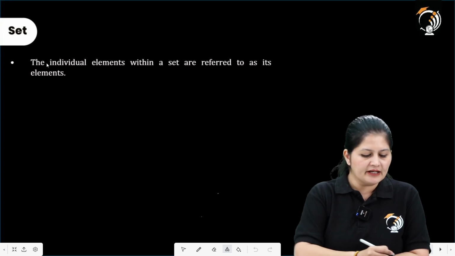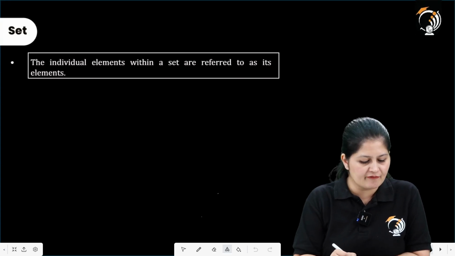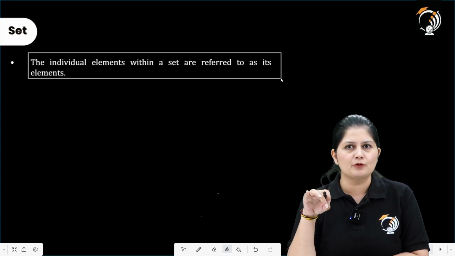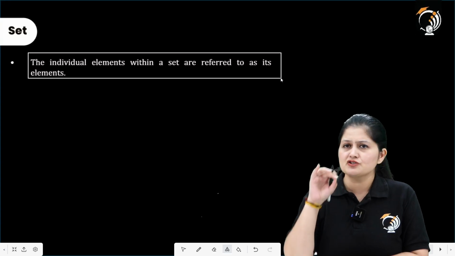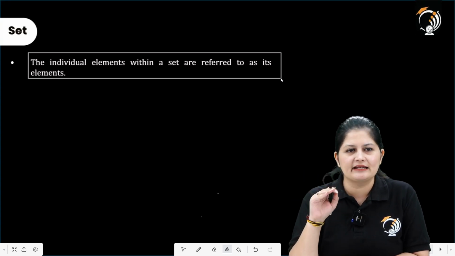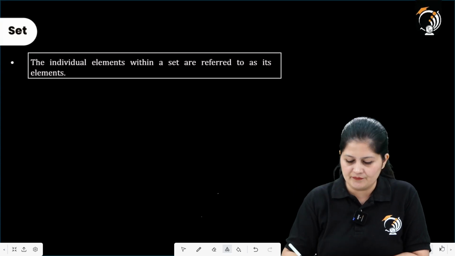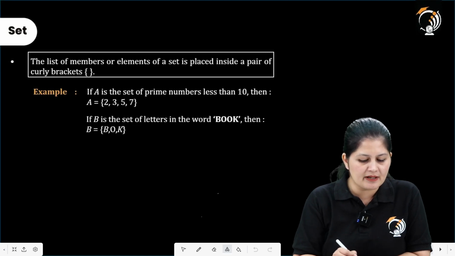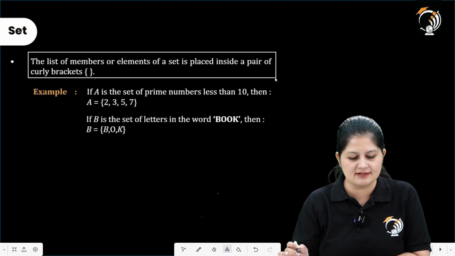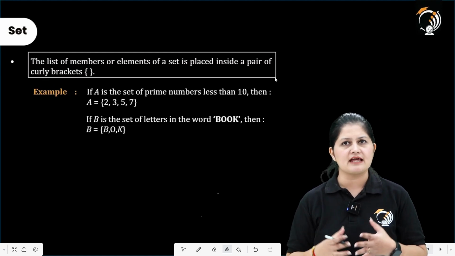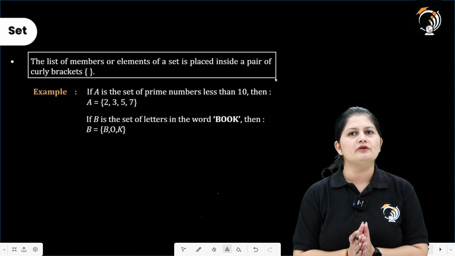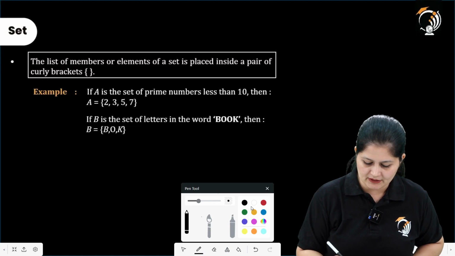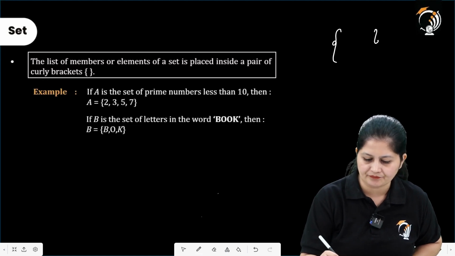The individual elements within a set are referred to as its elements. Whatever the individual terms that you can see within a set, they are known as the elements. The list of members or elements of a set is placed inside a pair of curly brackets. Whenever we need to write a set, we write it in curly brackets, like this.